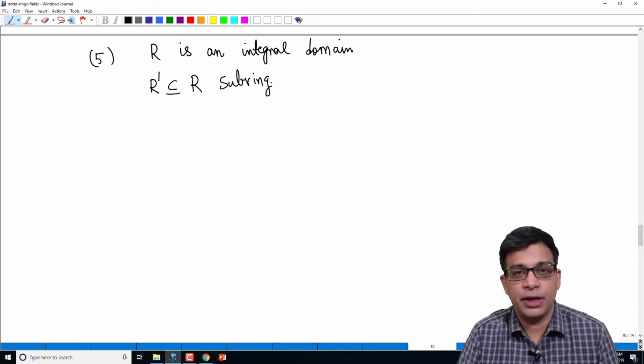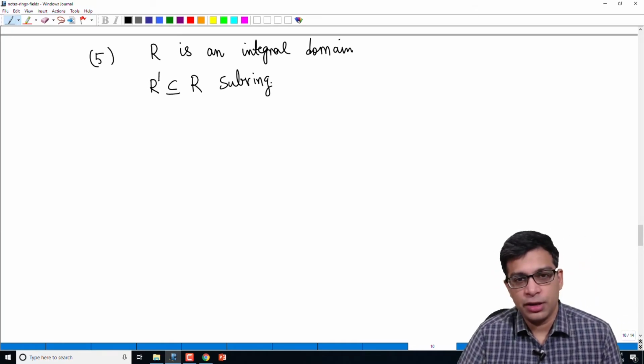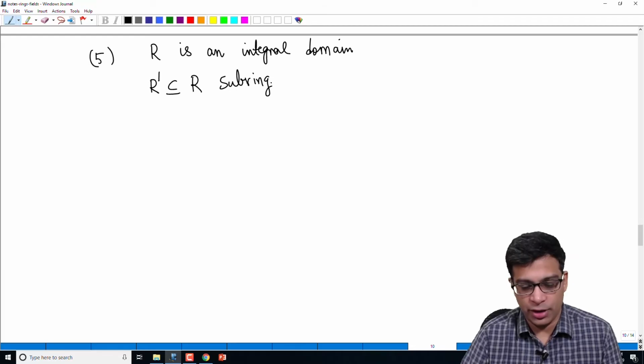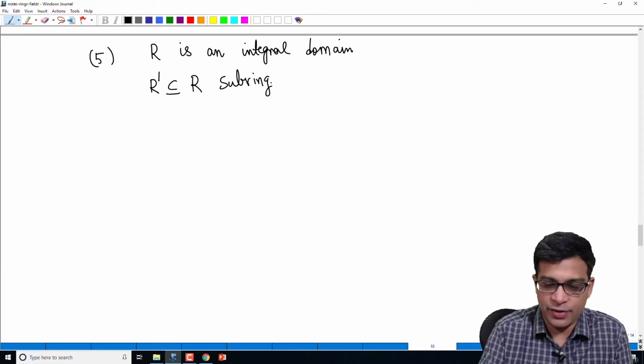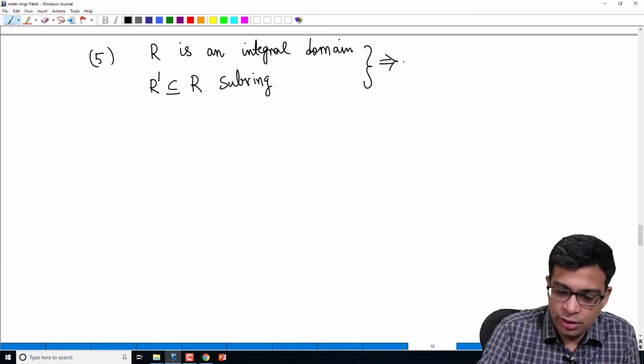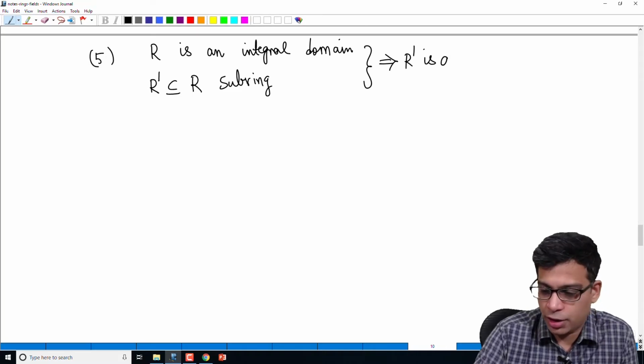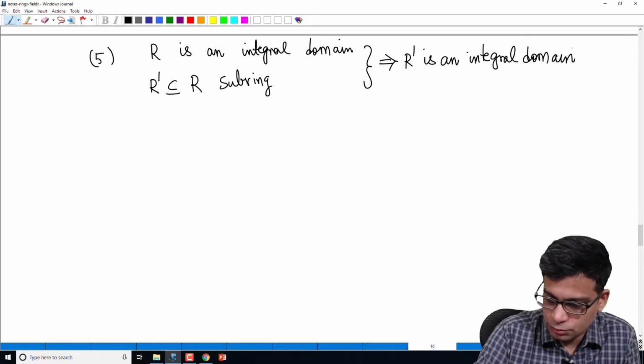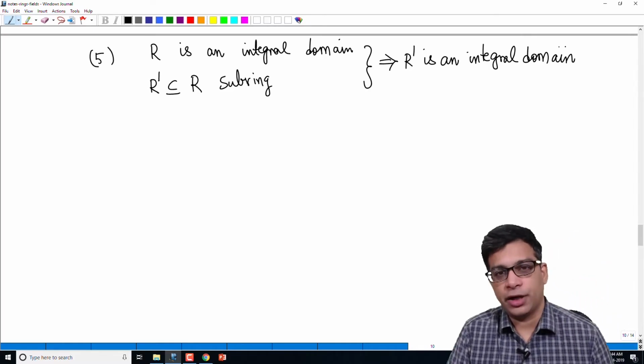R prime is a subring of R. That means, remember, that it's a subset which is closed under addition and multiplication, and it is in fact an abelian group under addition and so on. So it's by itself a ring. Then R prime is also an integral domain.